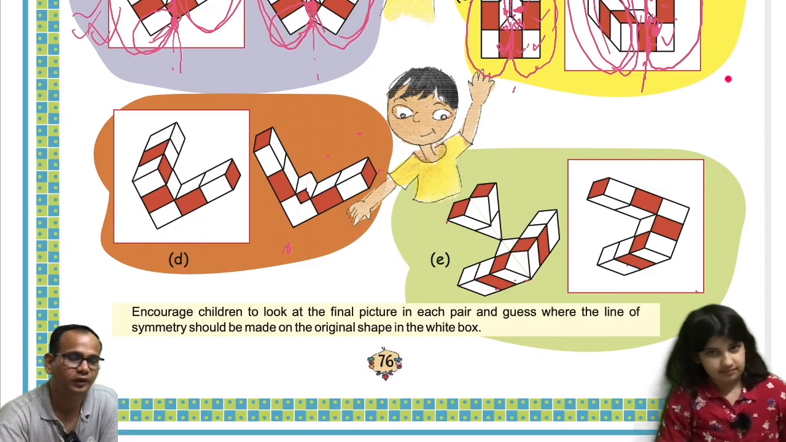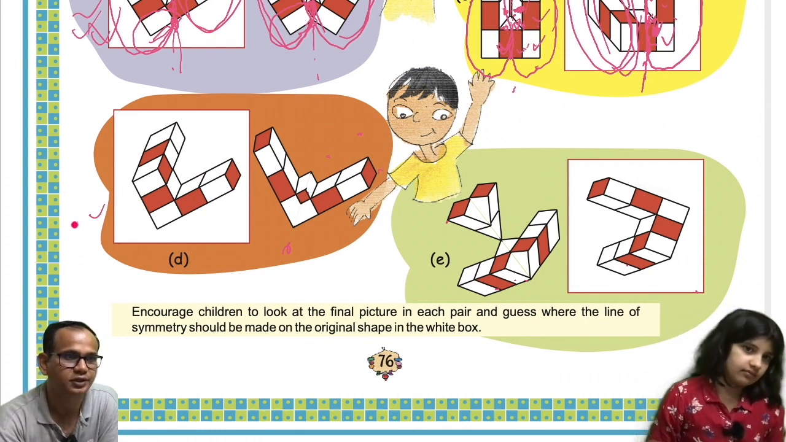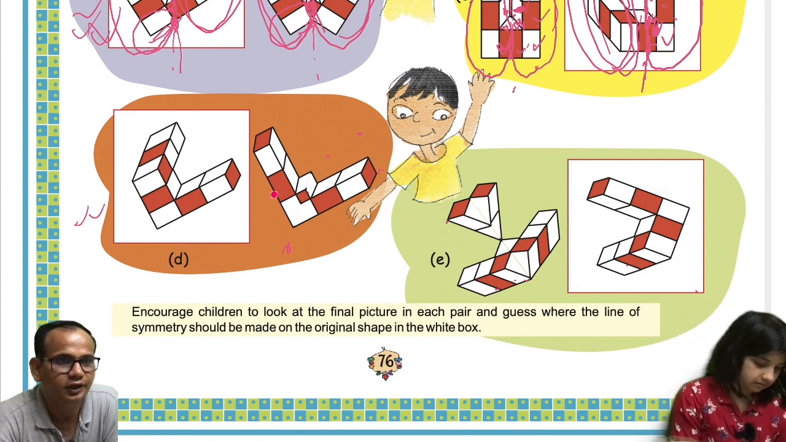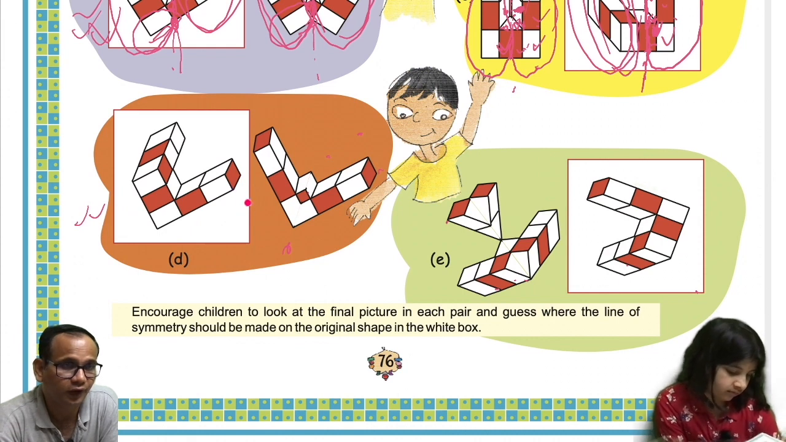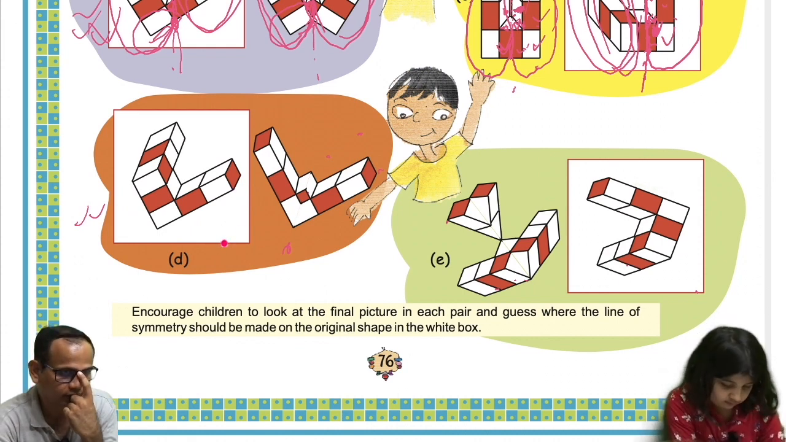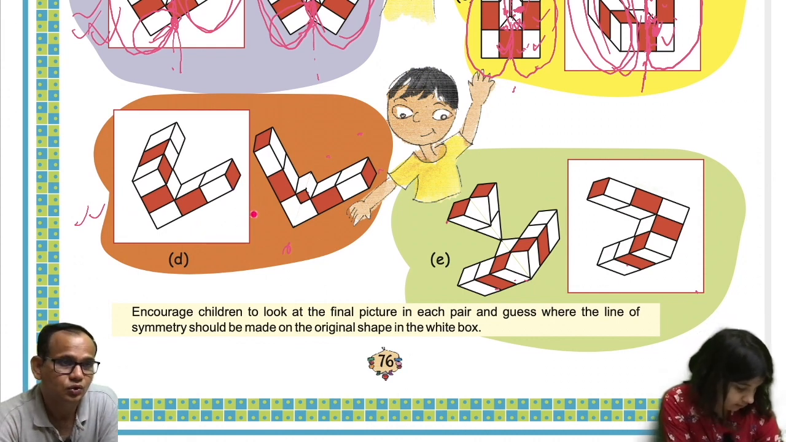So now we'll come to the D section. We'll do the D section. B and C we have done. For the D we will do. So we have to find out where to keep the mirror, where the dotted line we have to place. So dotted line we have to see.